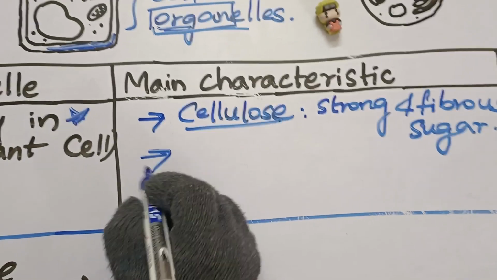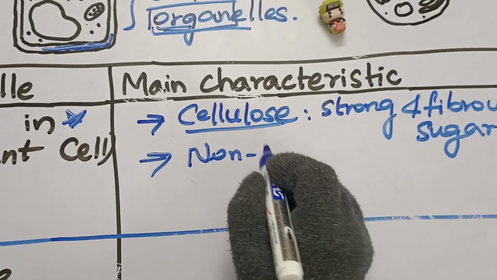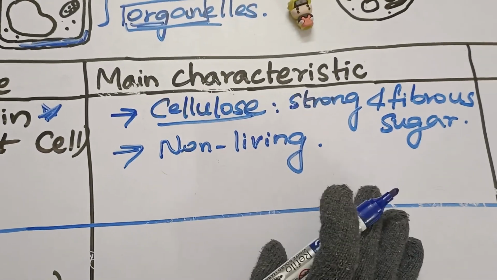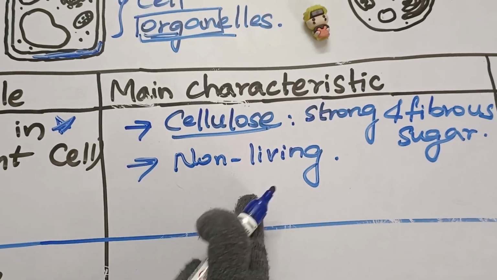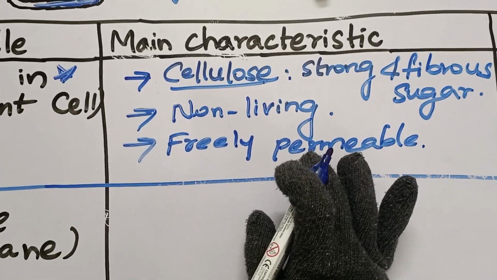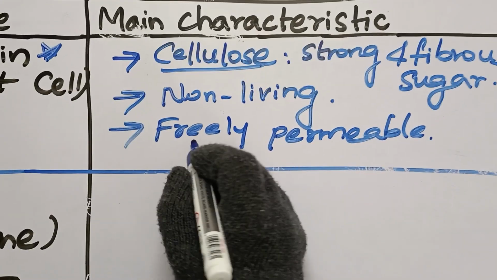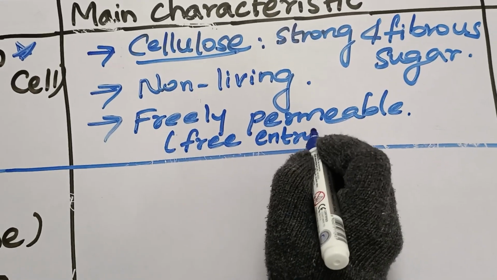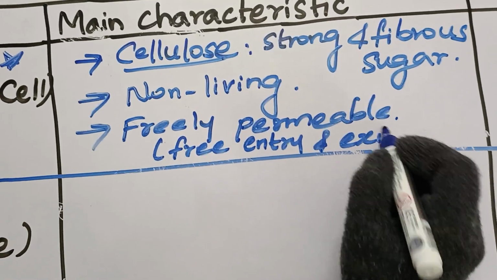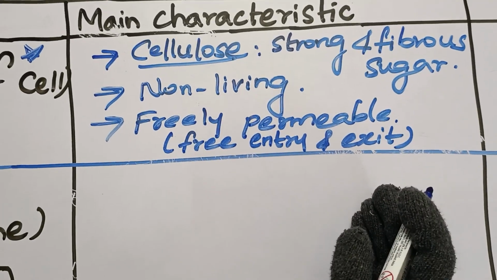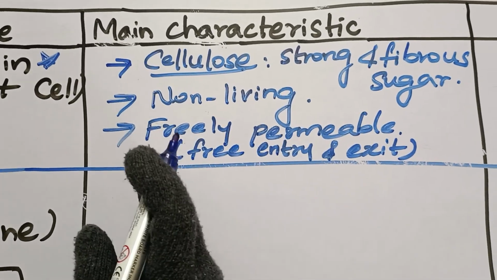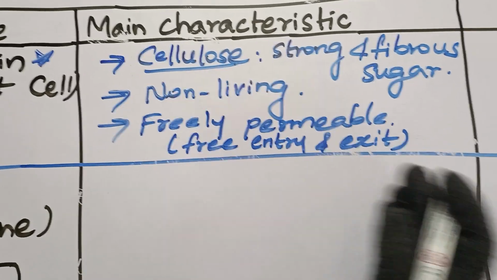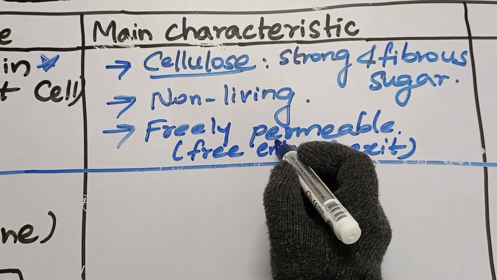This cell wall is non-living, in the sense it is made up of dead fibrous cells. Clear? It doesn't grow on its own. It is freely permeable, which means it allows free entry and exit of substances. It is not going to stop any substances. Whatever substances want to enter, it is going to freely allow, and whatever substances want to leave the cell, it is going to freely permit.